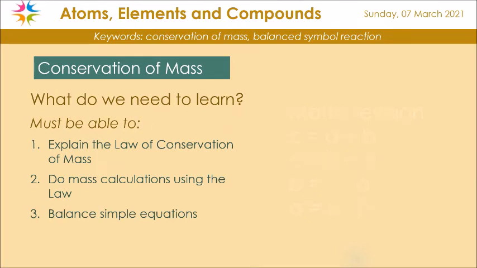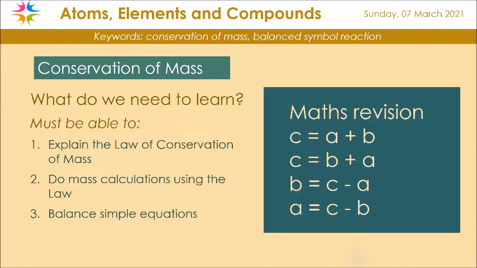First of all, here's a little bit of maths revision. If C is the same as A plus B, then C is the same as B plus A. And then if we want to find B, it's the same as C minus A. And if we want to find A, it's the same as C minus B. A little bit of maths revision.